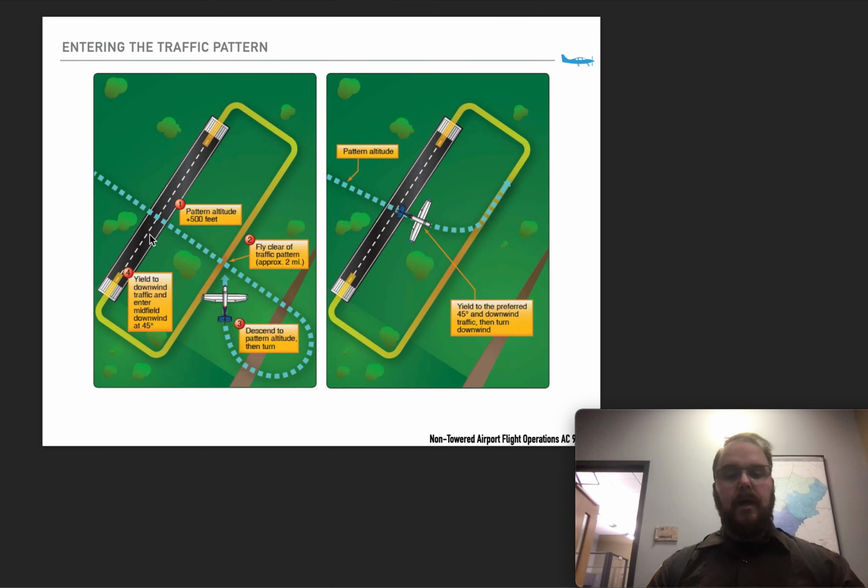And then they continue to fly the traffic pattern. It's important to yield to downwind traffic to make sure that there's no collisions and you maintain separation. If necessary, you can extend this to add extra separation for departing traffic. The alternate way is over here on the right side of the slide, and that's when you fly in at pattern altitude and turn left directly into the pattern. The reason that this is the alternate, not the preferred method, is because this method you have to yield to downwind traffic flying and also traffic entering on a 45. So you have to yield to two different bits of traffic as opposed to just one in the preferred method.